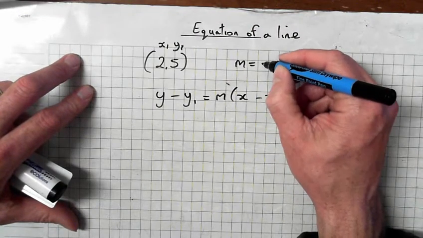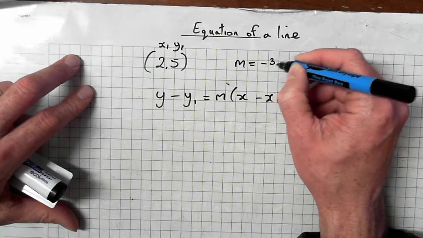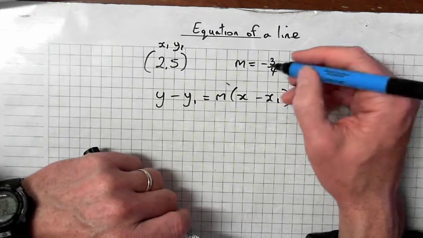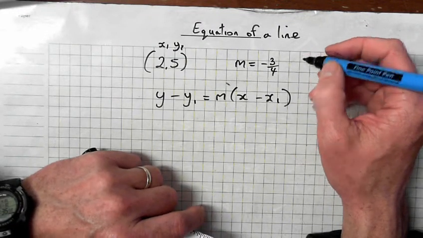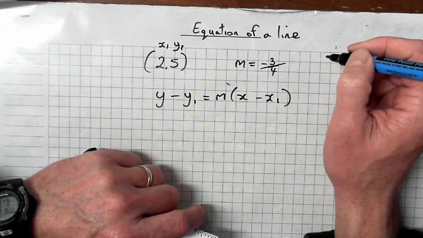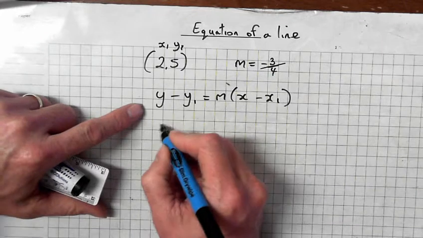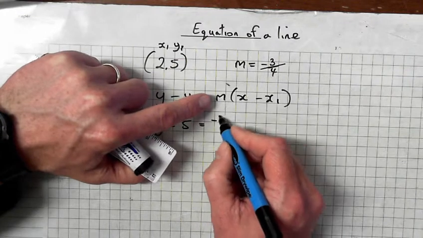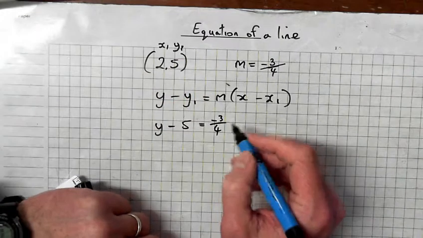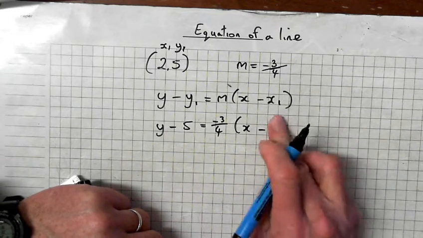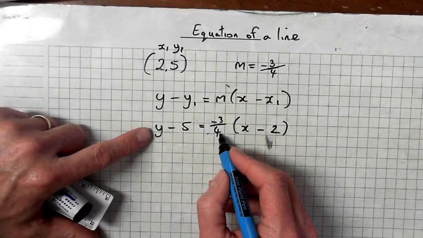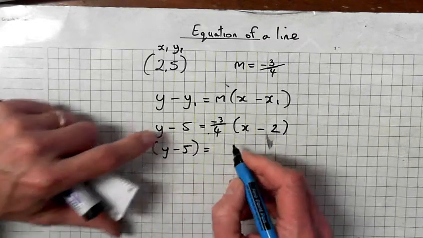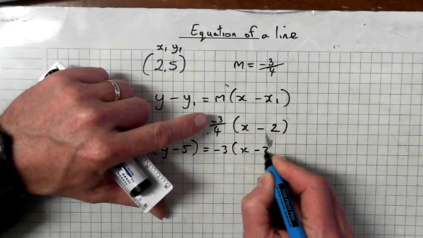What would happen if, let's say, it was minus 3 over 4? What I want you to do when you're doing this type of sum is leave the minus with the 3 on top. So write it like that: minus 3 over 4. So fill it out. Y minus y1, which is 5, equals minus 3 over 4 times x minus x1, which is 2. Now move the 4 across: 4 times y minus 5, and then minus 3 times x minus 2.